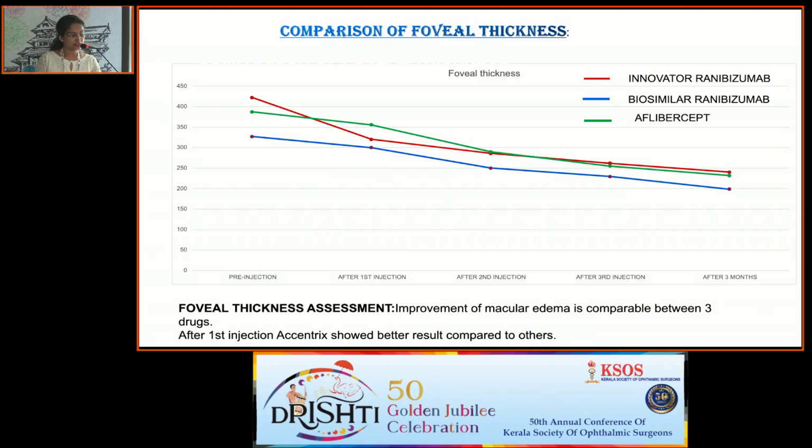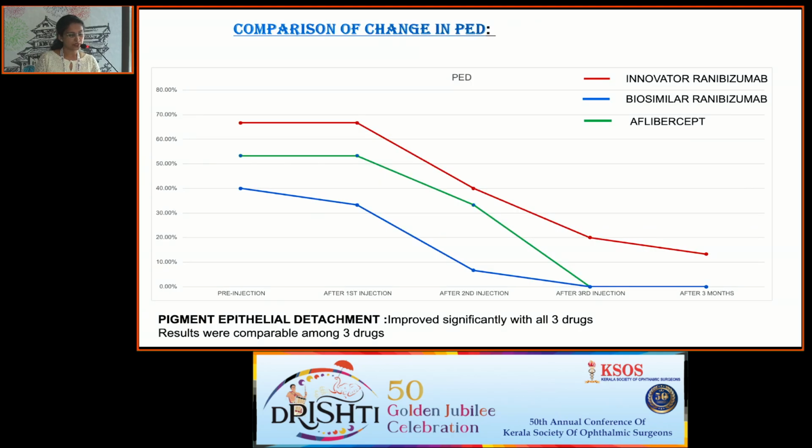For the foveal thickness also, my innovator ranibizumab group had comparatively increased foveal thickness. So that also improved better with the first injection. But at the end of all 3 injections, all were comparable. Coming to pigment epithelial detachment, the innovator ranibizumab had more pigment epithelial detachment patients, and second, the aflibercept.